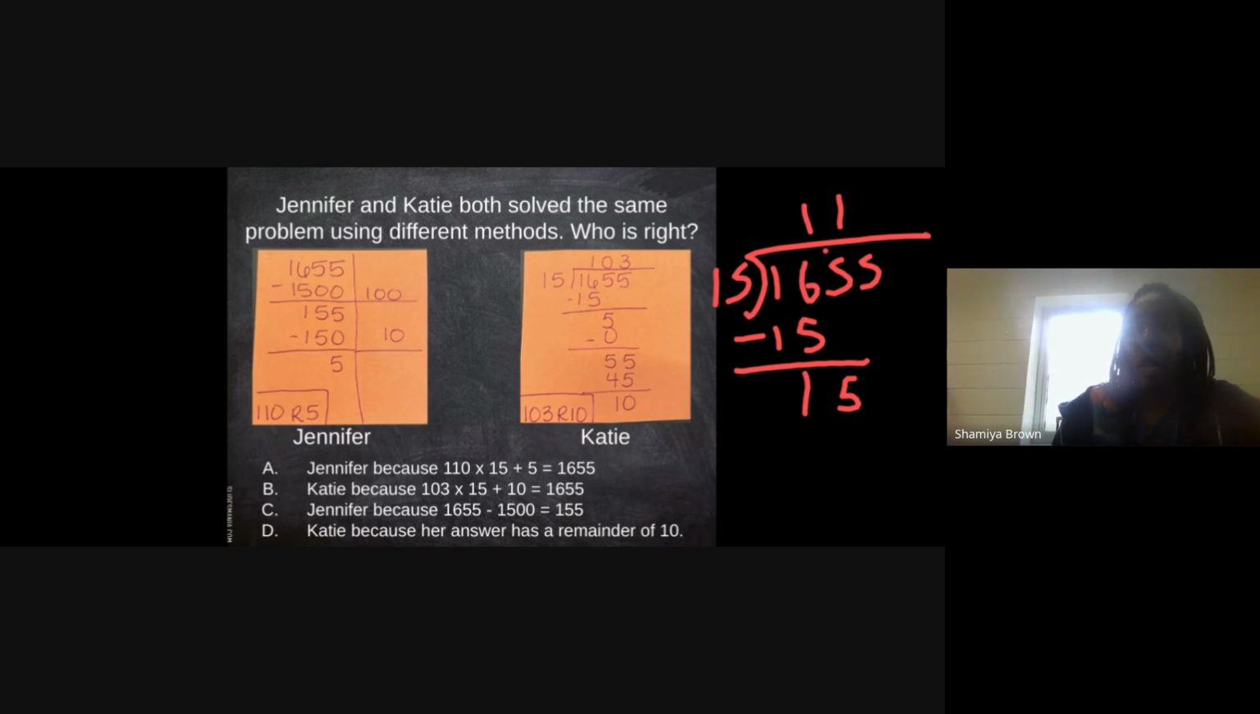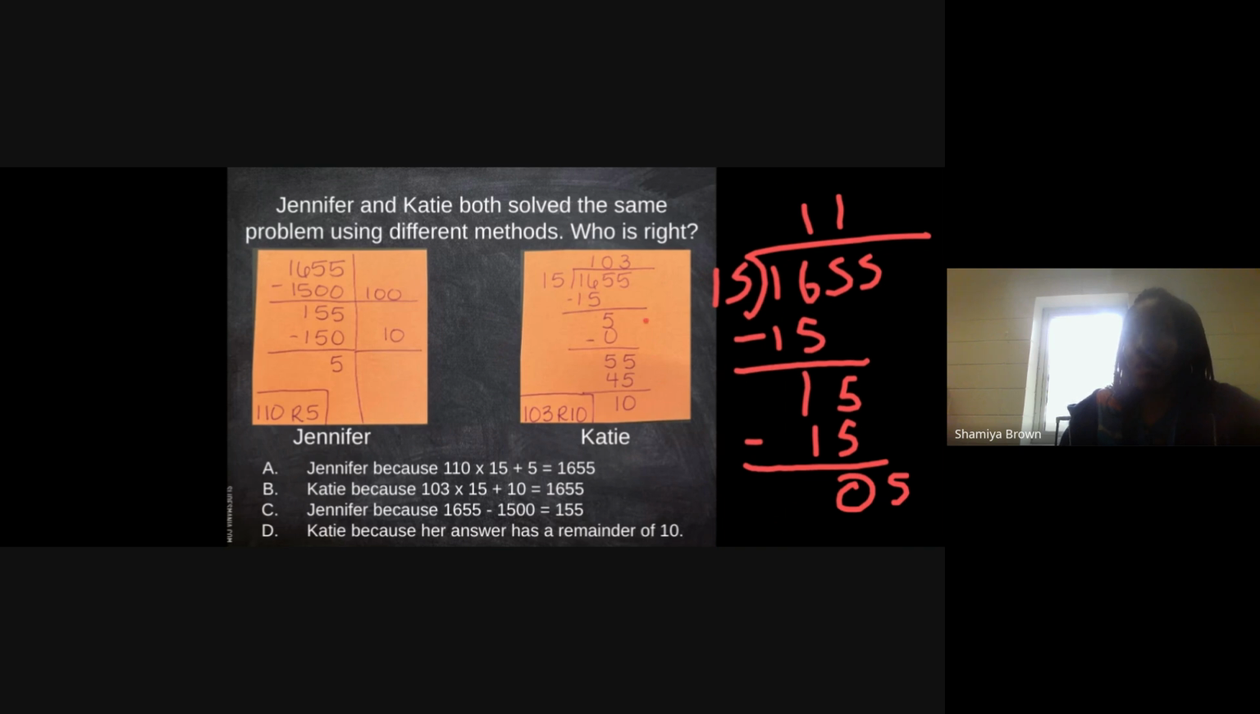Then I would multiply 1 times 15 to get 15. Subtract that, I get 0. Then I would bring down my other 5 down here. So now I have 5 right here. So now I need to see how many groups of 15 I can get out of 5. How many groups of 15 can I get out of 5?